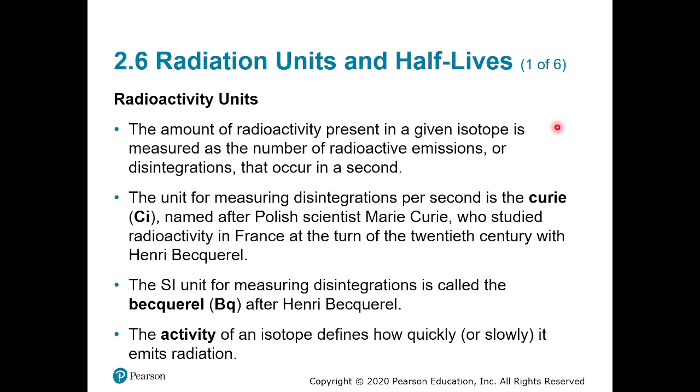So the amount of radioactivity present in a given isotope is going to be measured with a number of radioactive emissions or disintegrations that occur per second. Essentially, how many times does it do that per second? Okay. The unit for measuring disintegrations per second is the Curie, and this is abbreviated Ci. This is actually named after a Polish scientist, Marie Curie. Anybody ever heard of her before?